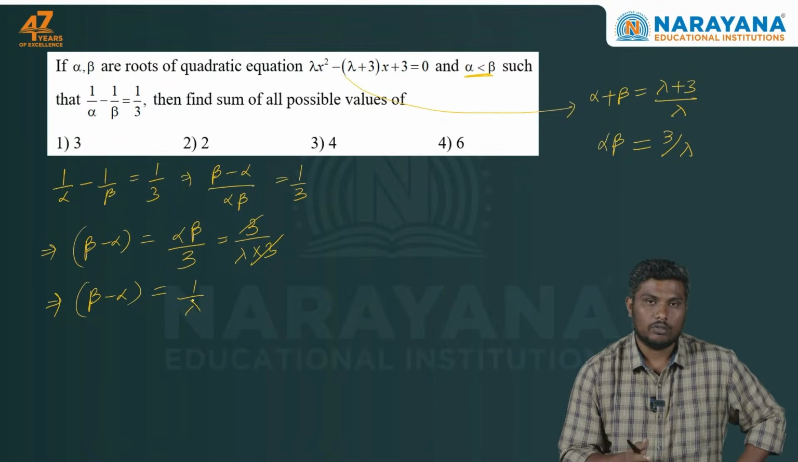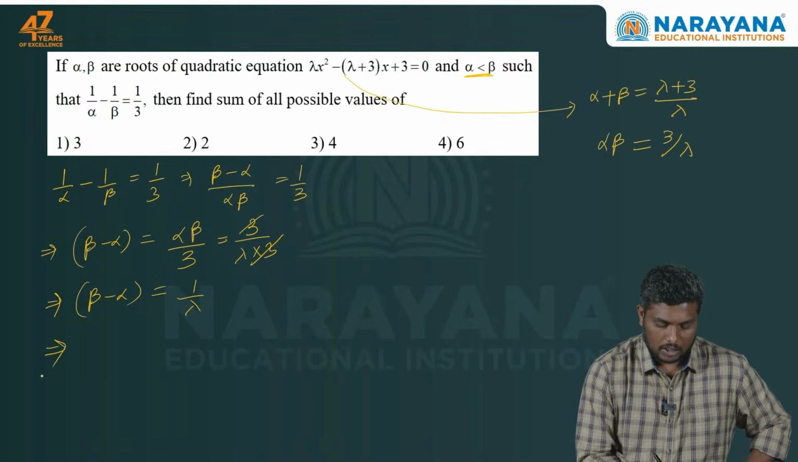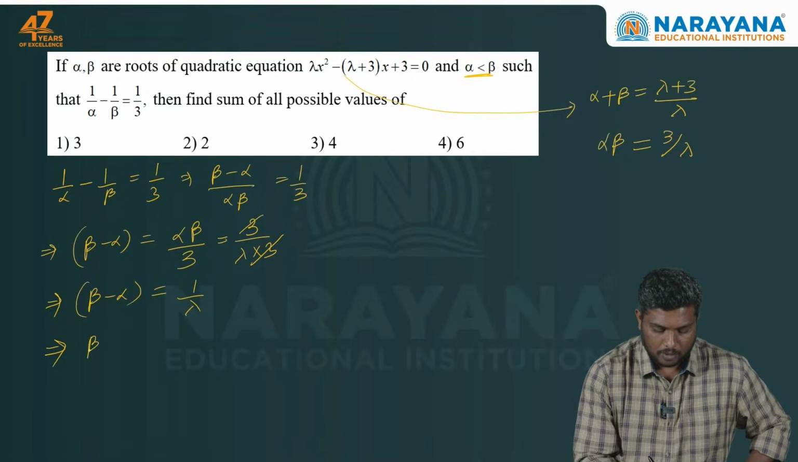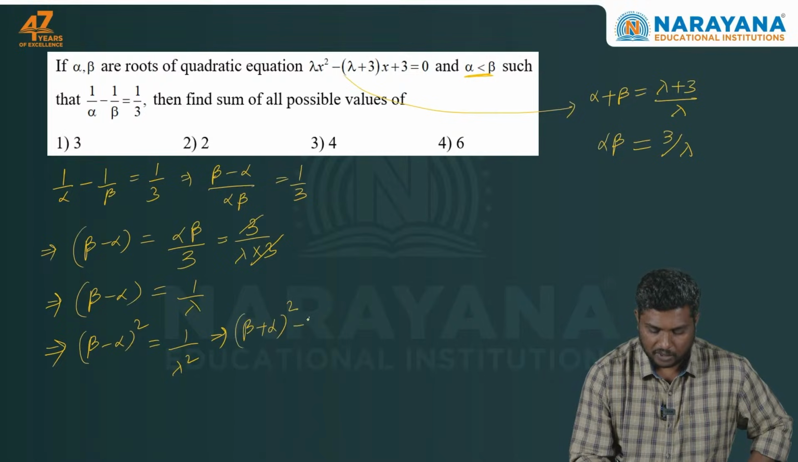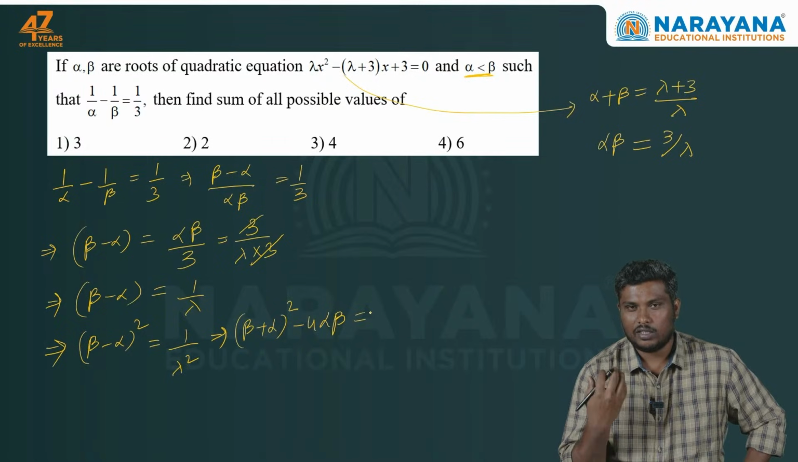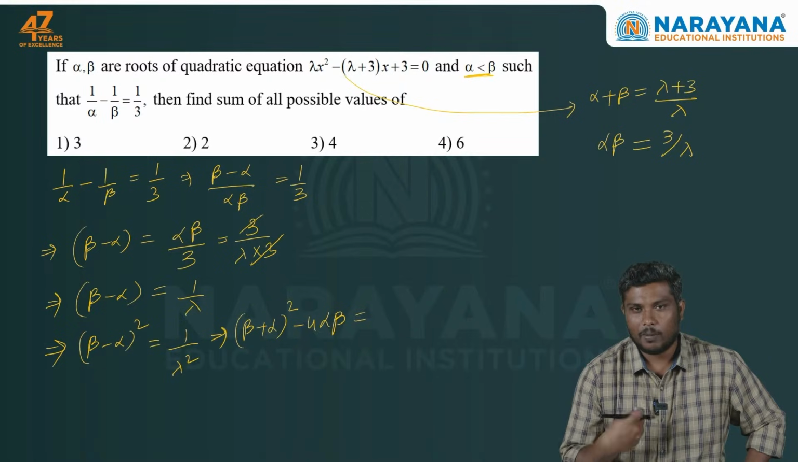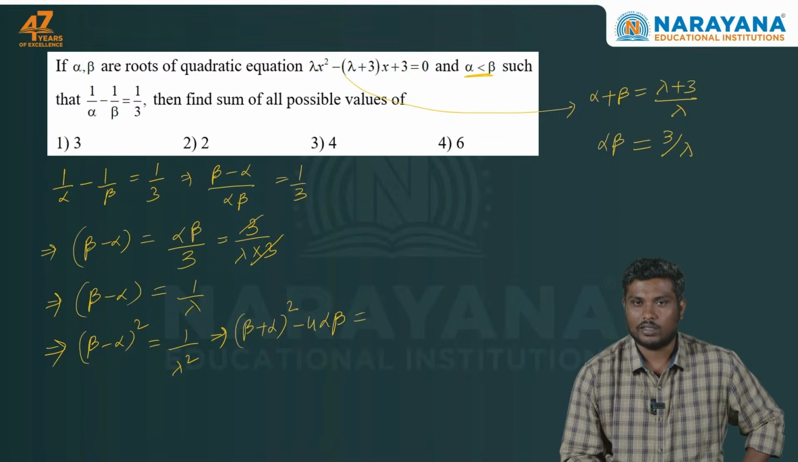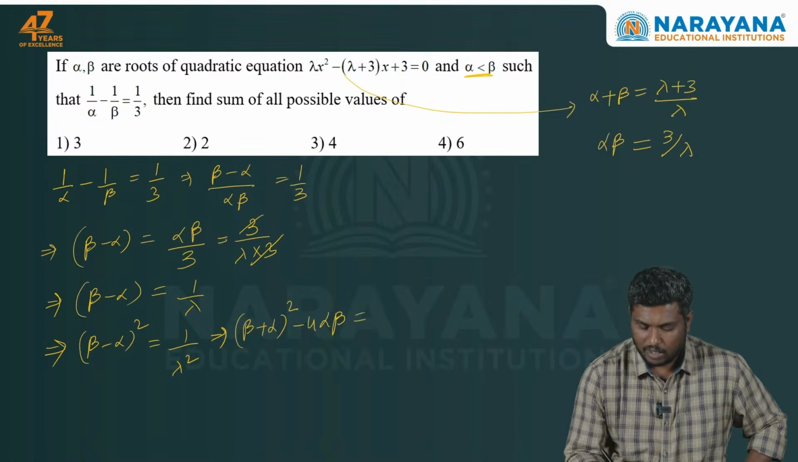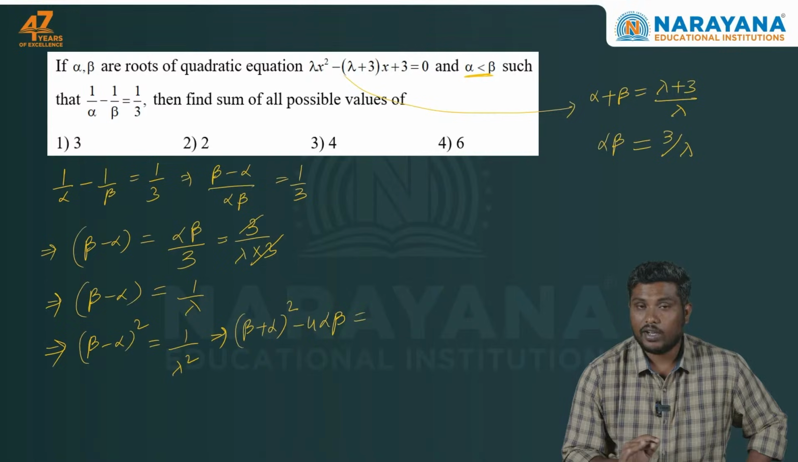Now what you are going to do is just squaring on both sides, because we have relation between alpha plus beta and alpha minus beta, right? So beta minus alpha whole square is equal to 1 by lambda whole square. What is beta minus alpha whole square? Beta plus alpha whole square minus 4 alpha beta. Once again, the kind of formulas which all the teachers will ask you to repeatedly remember. Again, Main's questions are set on the same foundation. If you are able to recall it, you will definitely get the answer.